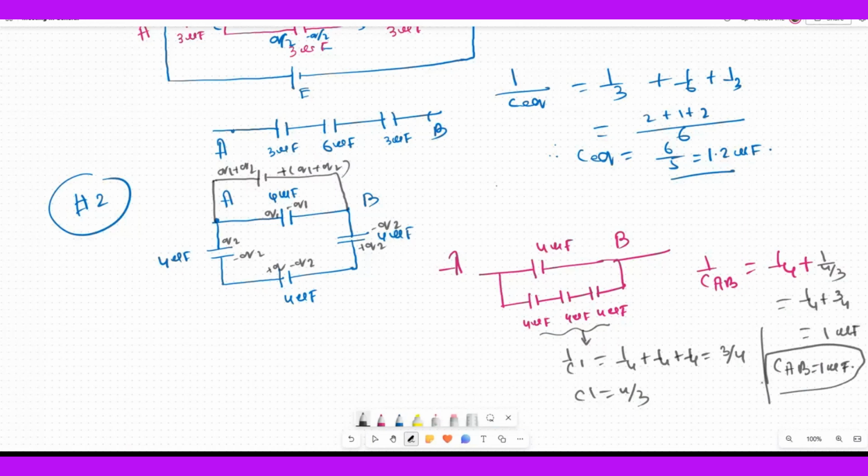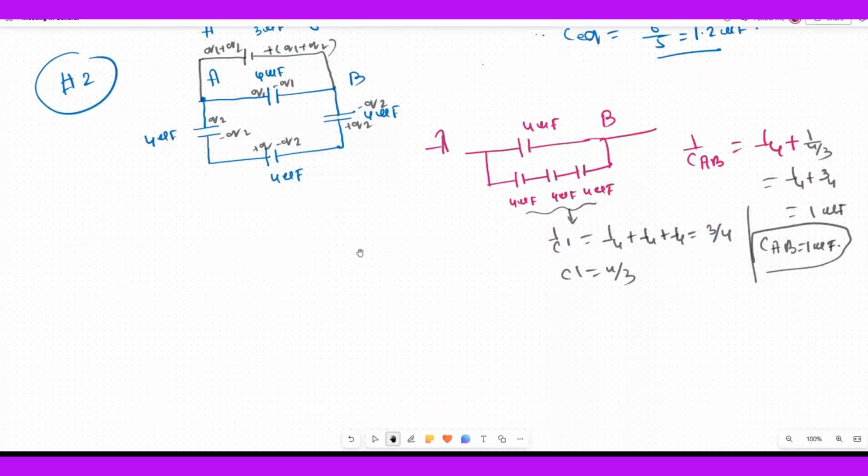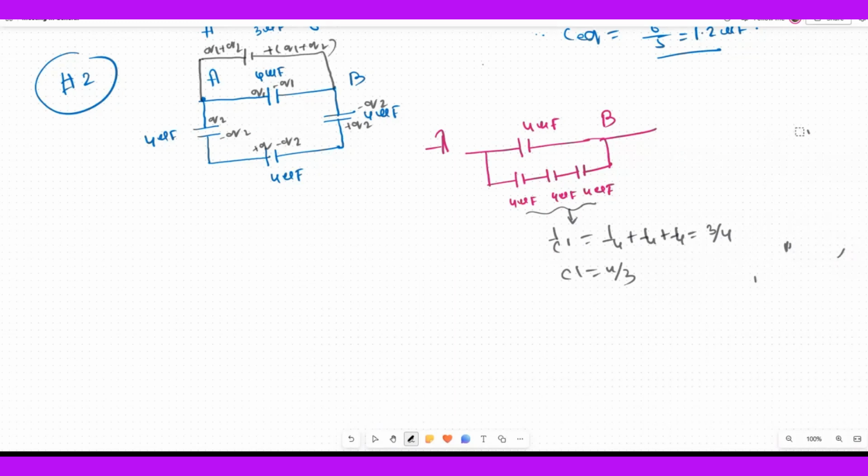Okay. So these are two simple questions I have discussed so far. Now, sir, at the end, those two are in parallel, so they will be added, right? Yes, yes. CAB will just be added over there. Sorry, in parallel combination, CAB will be equal to just the sum of these two. CAB will be 4 plus 4 by 3, that is 16 by 3 microfarad. Okay.